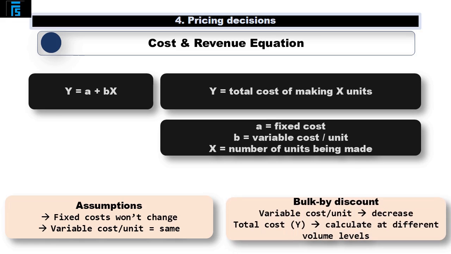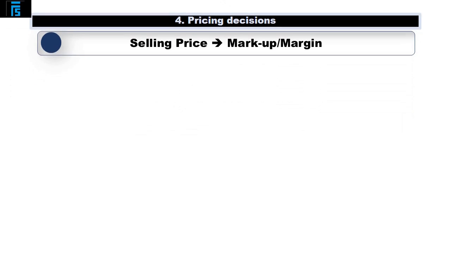The variable cost per unit may also decrease if bulk buy discounts or volume discounts are being offered by suppliers. If this is the case, then the total cost, y, will need to be calculated at different volume levels to ensure that selling prices cover the appropriate costs. Once we have established the cost basis we are going to use, we then need to calculate the selling price by adding on a markup or margin percentage.